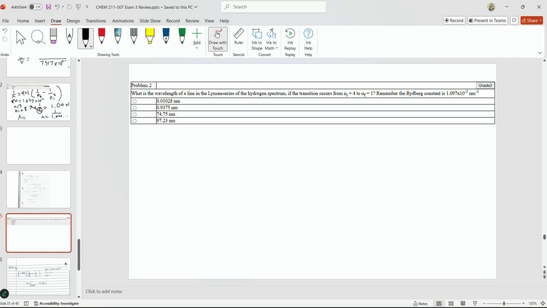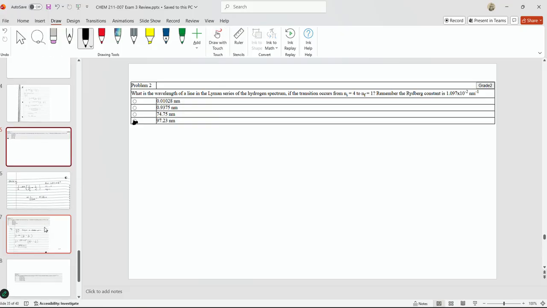So what is the answer for this one? What'd you guys get? 97. All right, cool. Did everybody get the same answer, or do we have to go over it again just to make sure we're all on the same page? I got it. Cool.